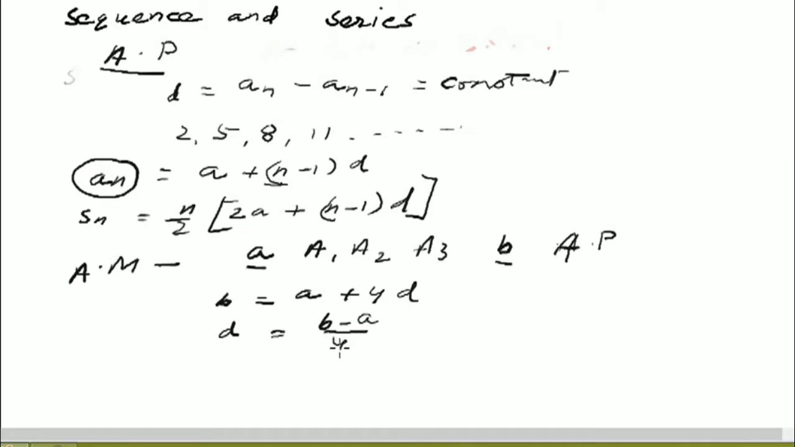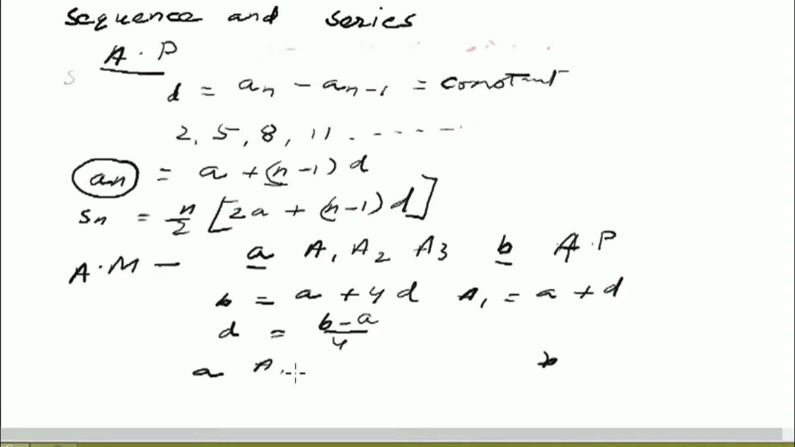We can easily find A1, A2, A3 because A1 is the second term of the AP, A2 is the third term. Likewise, A1 is A plus d. We know A, we got the value of d, we can find A1 easily. Same way we can find the other AMs, A2 and A3, very easily. So I think you got the concept of the AMs.